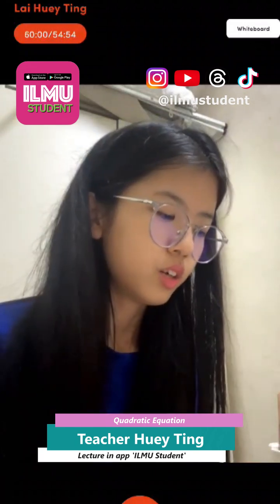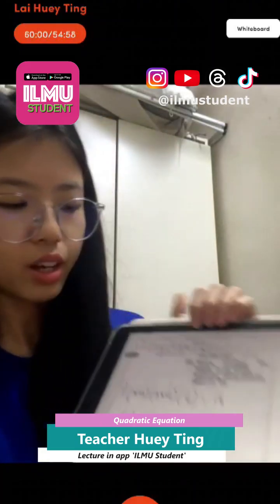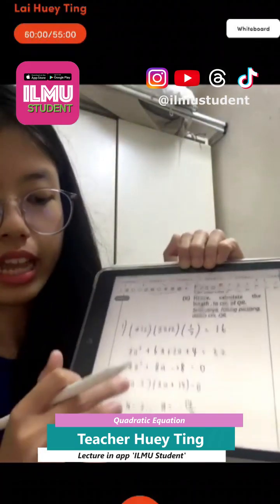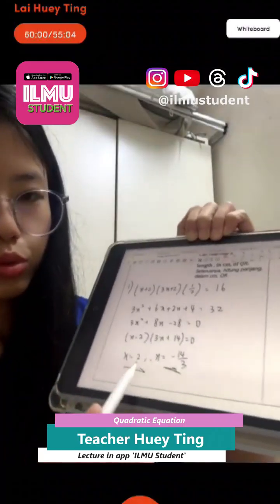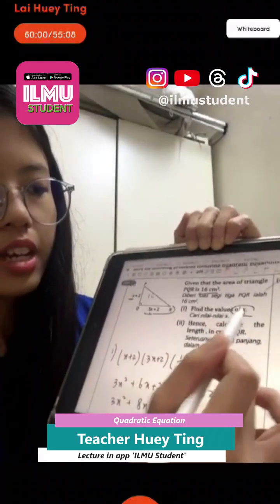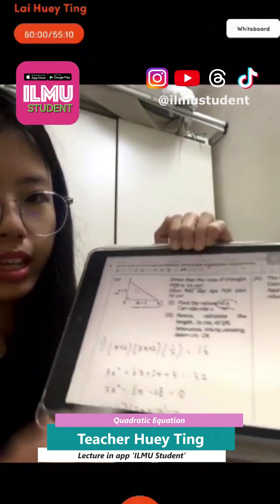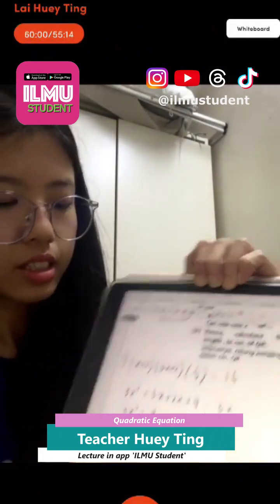And then because the length of x will not be a negative value, the x will be 2 for this question. You want to find the value of x, right? So x will not be negative value, so the answer is 2.